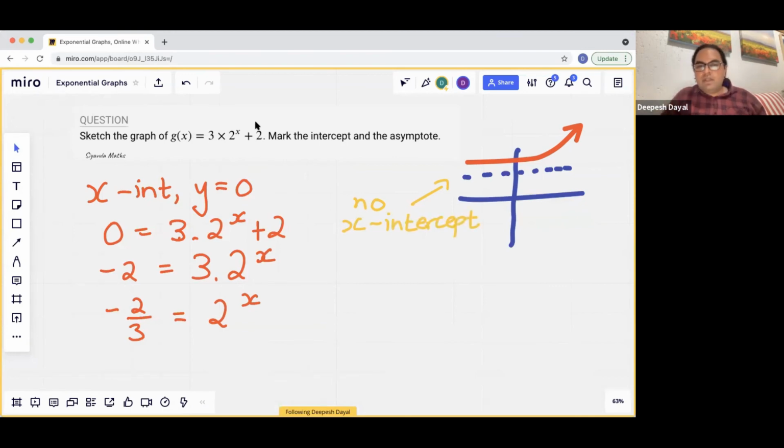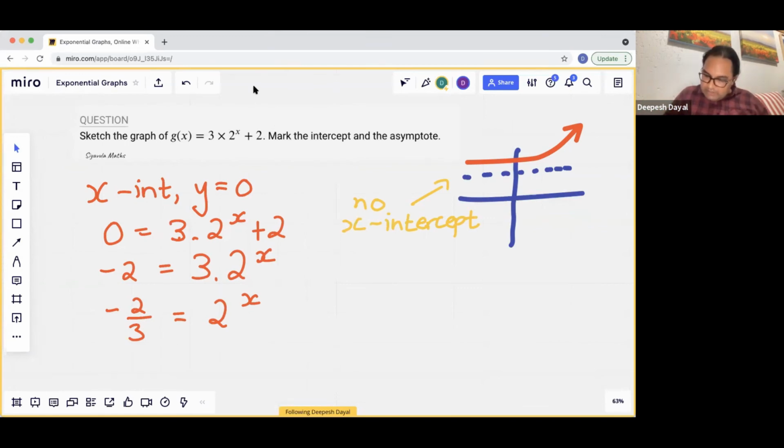Okay. Do you all agree that there's no x-intercept here? Let's see what you're saying. Yeah, no x-intercept, right? So there's no x-intercept. But we can try and find the y by making x equal to 0. Let's find the y.